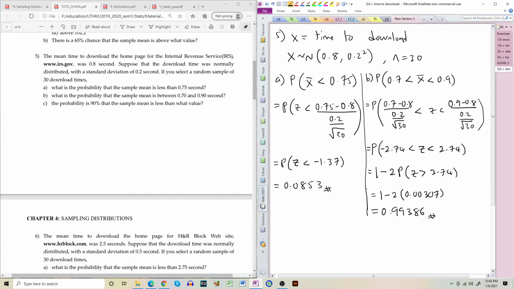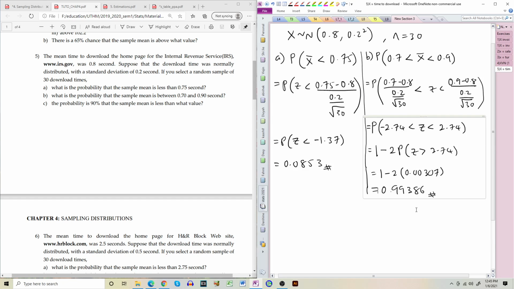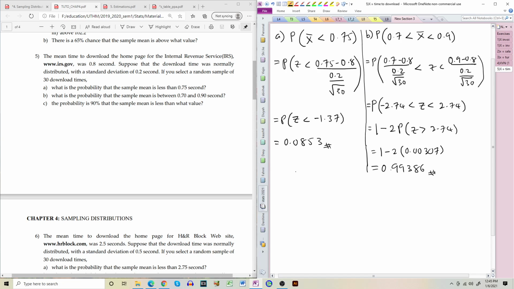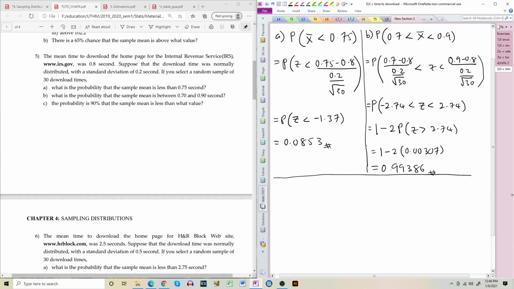The probability is 90% that the sample mean is less than what value? So this is almost the same as the previous number 4b. It's a bit slightly different, that's all. We have to find the k again. The b was greater, I think. Greater. So c is, the probability is 90% that the sample mean is less than what value. Now it is less, but the method is same.